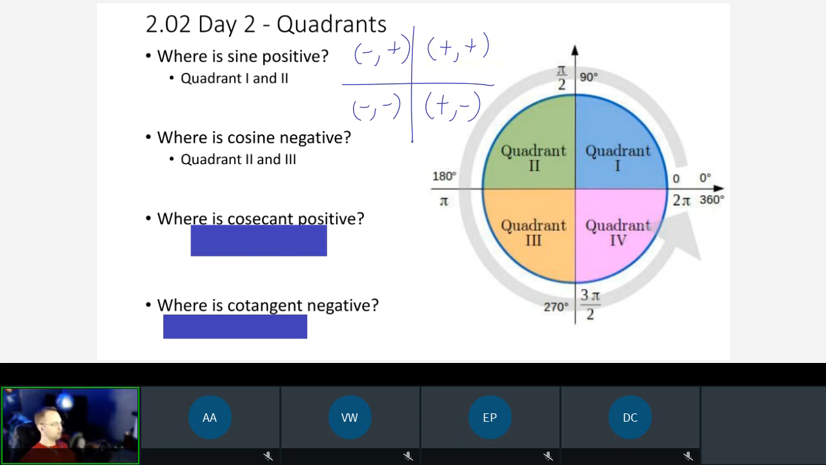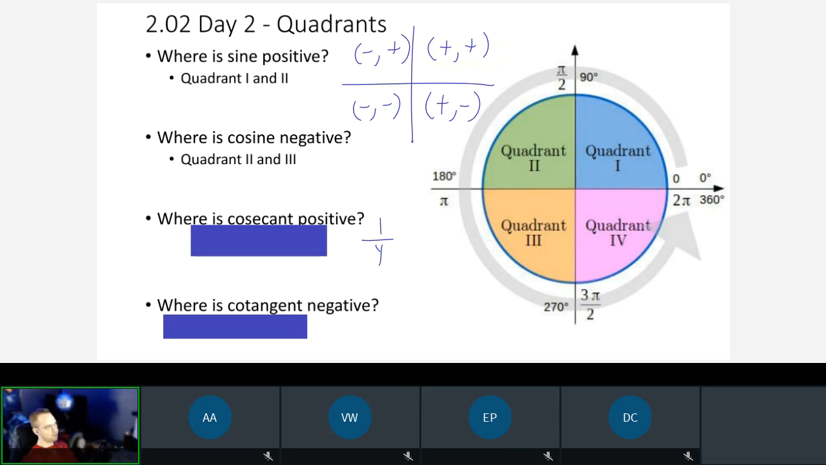Cosecant. Where is cosecant positive? Now, if you remember, cosecant is the same thing as 1 divided by what? 1 divided by y. Yeah, so 1 divided by y. So remember, cosecant and sine are inverses, so cosecant is 1 divided by sine, and sine is y.